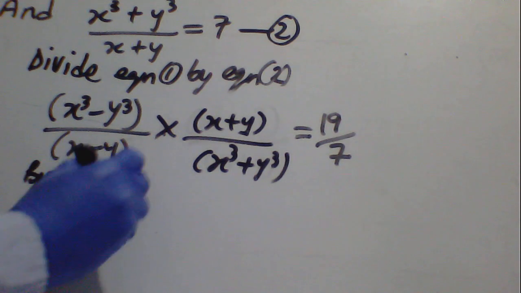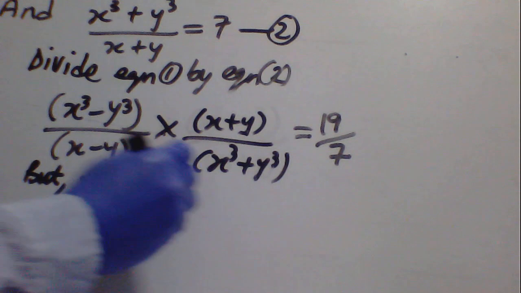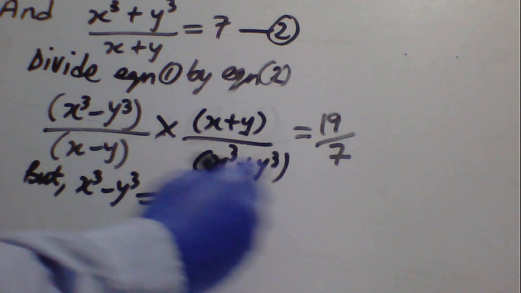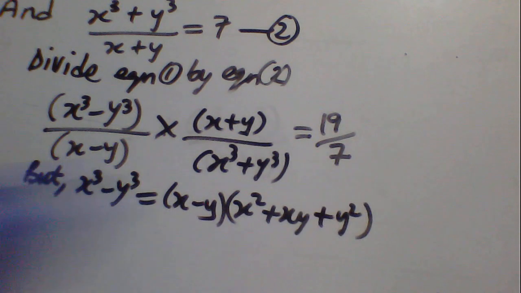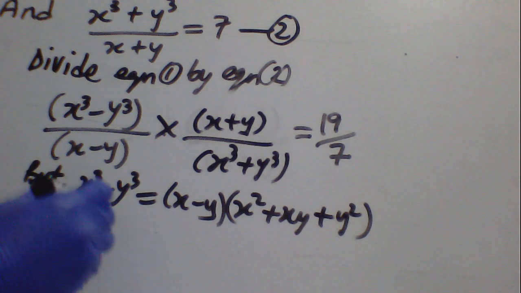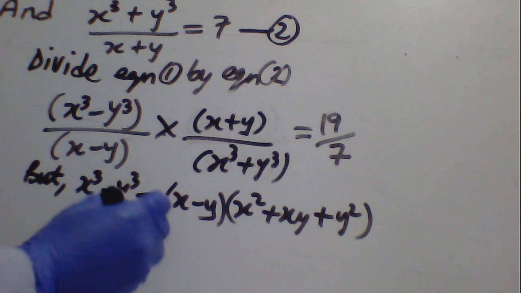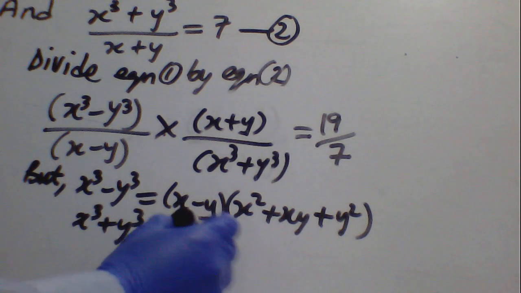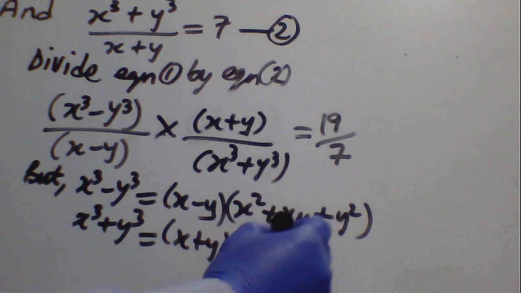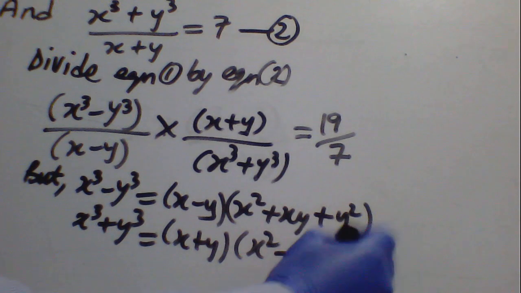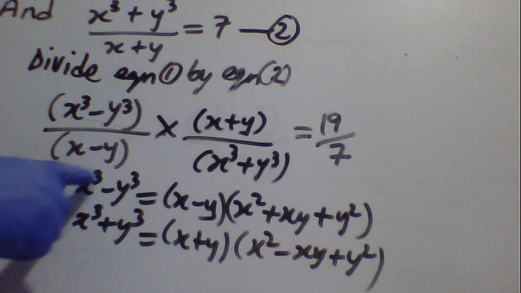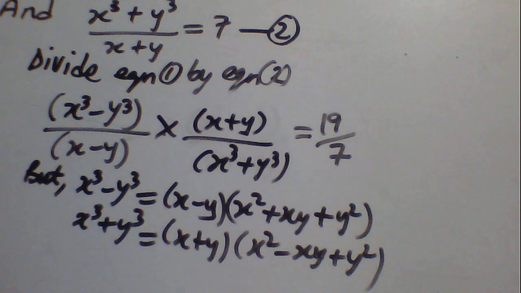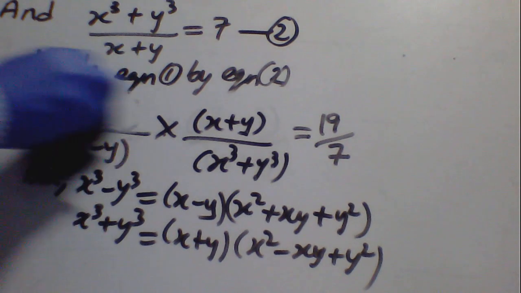Once you have done that, you have to recall that s^3 - y^3 is equal to (s - y)(s^2 + sy + y^2), and that s^3 + y^3 is equal to (s + y)(s^2 - sy + y^2). So you replace these in the equation. Wherever you see s^3 - y^3 and s^3 + y^3, you put these values. So let's do it.